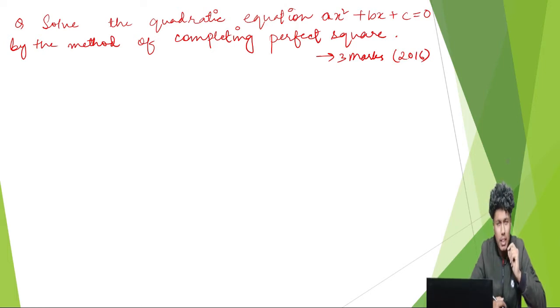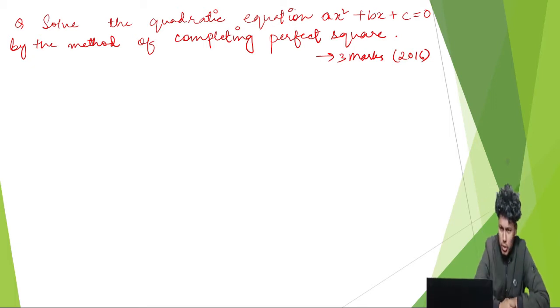This question was asked in 2016 for 3 marks. This question will also derive for us the formula for the method of completing the perfect square. We are going to derive the formula using this question, so we are doing 2 in 1. Look here very carefully. This is the formula which you are going to use in the next questions. It is very important. In higher classes, if you study mathematics or physics, you are going to use this formula. Very important one. So let us see.